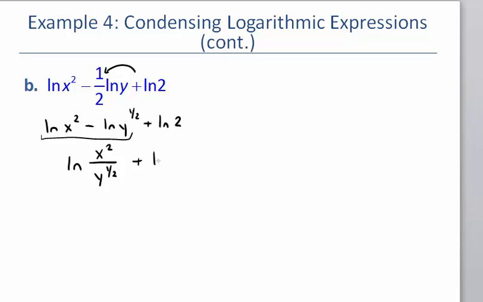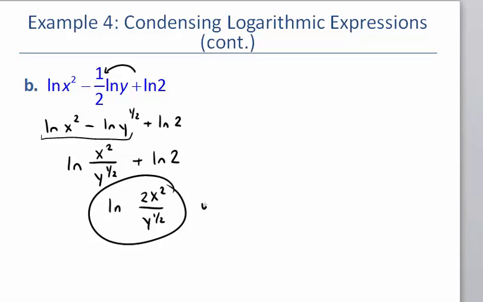And then we have plus the natural log of 2. So now combining these 2, we have this plus in between, which we know goes back to being multiplication. So let's put these 2 together as a multiplication problem. So the natural log of 2 times this fraction is going to give me 2x squared over y to the 1/2. And I can leave it like that, or you do have the option of taking that y to the 1/2 and writing it as a square root.